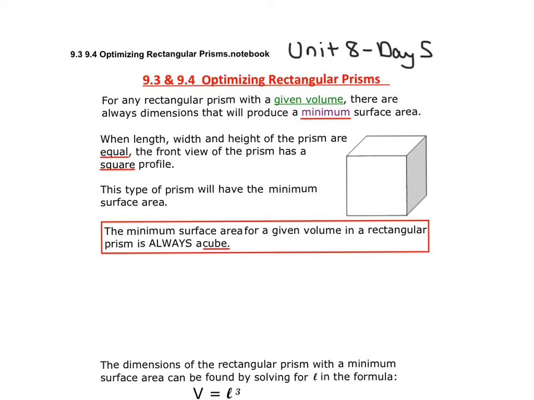Okay, so we're gonna look at optimizing a rectangular prism first, and then we're gonna look at optimizing a cylinder in the second part of the lesson today, okay? Which is a nice lead in, especially if you started the activity and you have some questions about it.